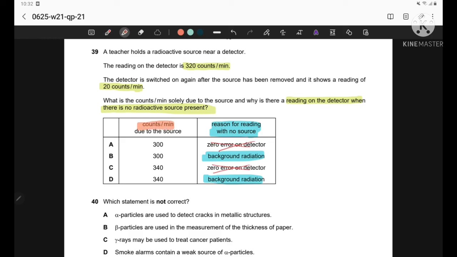Next, we can look at the count per minute due to the source. So here we can identify 20 counts per minute was the reading when there was no radioactive sample. So this must be the background radiation, which will always be present. Now, the total count rate including the background radiation and from the source is 320. So from this we can find out the count due to the source, which will be the total count minus background radiation, which is 20. So we will get 300. So 300 counts per minute must be the count rate from the source. Therefore, the correct answer is option B.